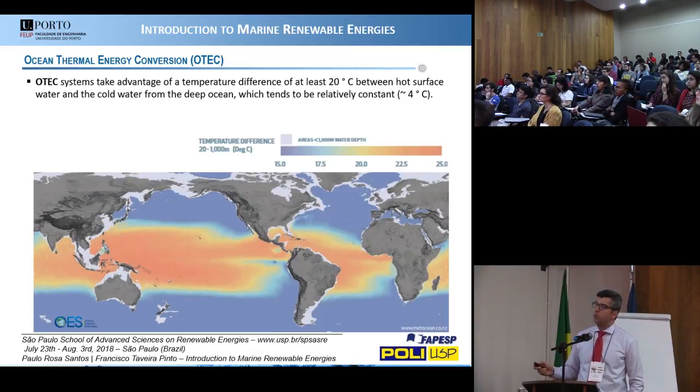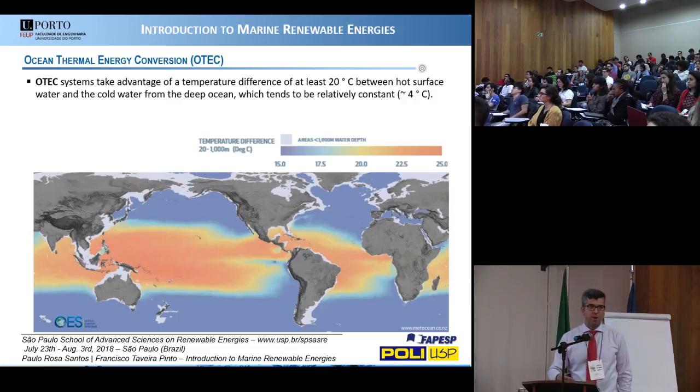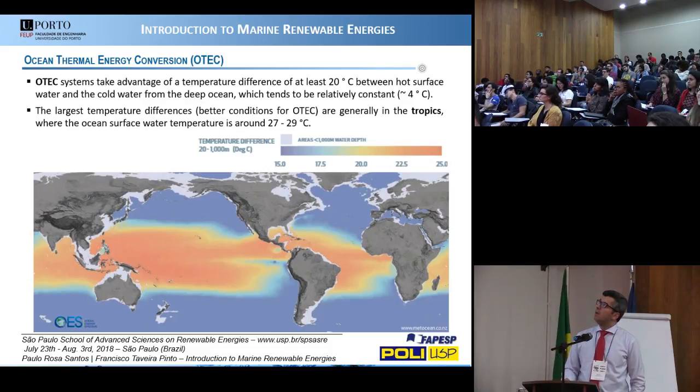Okay, so it's not a good resource to be harnessed in Europe, at least in this part of Europe, but it could be a good option for other countries in the world, although it's a domain that is also in a very early stage of development. Okay. So the best locations are usually located in the tropics, where the ocean surface water is around 27 to 29 degrees.